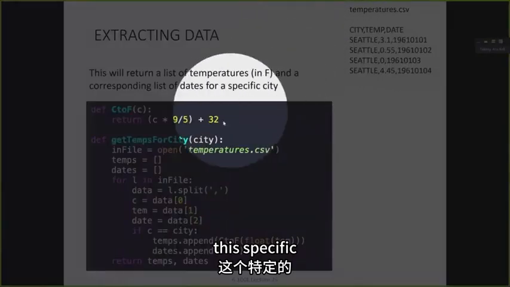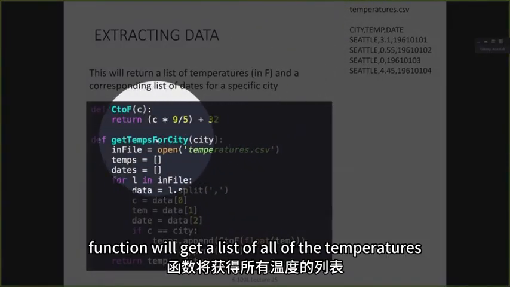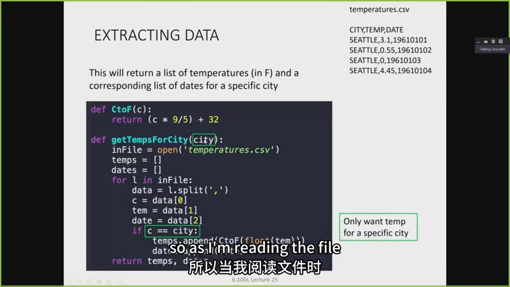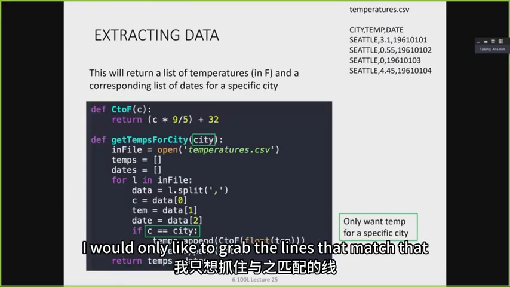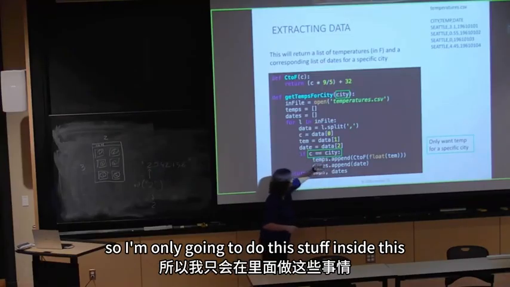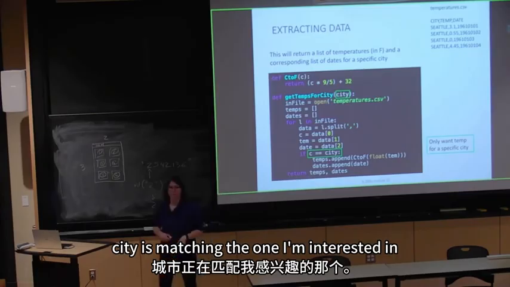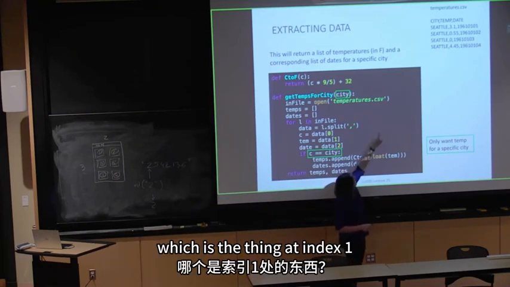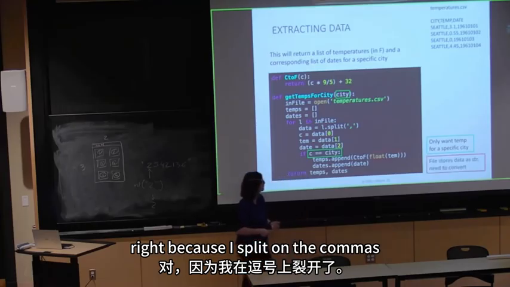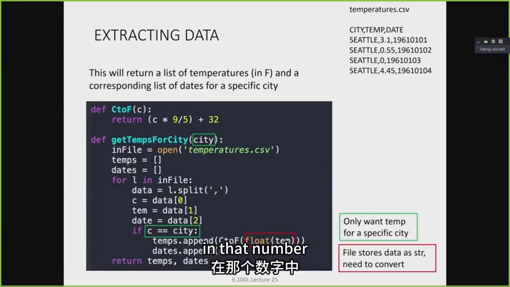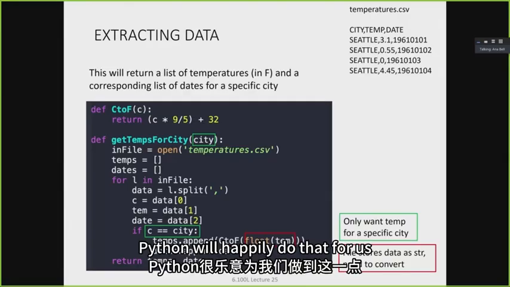This specific function will get a list of all of the temperatures for a particular city. So the city here is going to be a parameter. As I'm reading the file, I would only like to grab the lines that match that city. So here I've got this if statement, so I'm only going to do this stuff inside this if statement if the city is matching the one I'm interested in. And then we're going to take our temperature value, which is the thing at index 1, right, because I've split on the commas. Convert it to a float. There's no commas or anything weird like that in that number, so it's just a pure float, 0.55 as a string. If we cast it to a float, Python will happily do that for us.